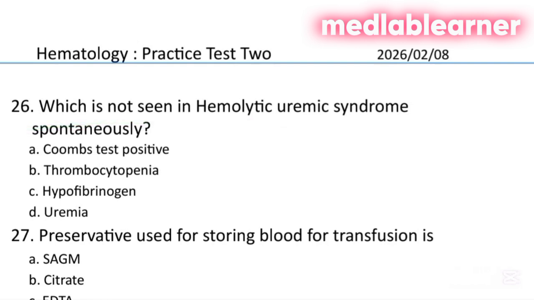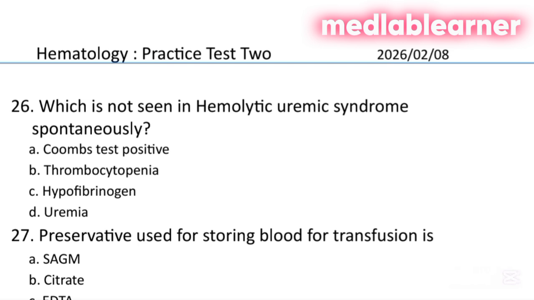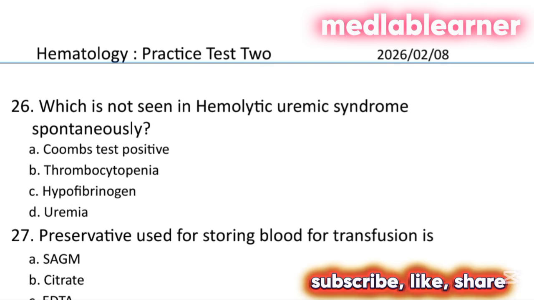Which is not seen in hemolytic uremic syndrome spontaneously? A. Coombs test positive, B. Thrombocytopenia, C. Hypofibrinogen, D. Uremia. Answer will be A. Coombs test positive is not seen in hemolytic uremic syndrome.